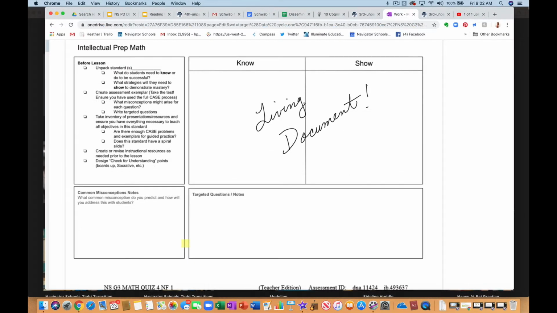Don't forget, this is a living document and you can add to it all year long. Just because you sat and unpacked the standards one time doesn't mean that you got everything down that students need to know or show, or even that you were able to predict all the misconceptions. When I taught third grade, for instance, I never realized that students were going to draw their equal parts into irregular shapes. So that's something I would want to add to this as well. As you find these things when you're teaching, put them on this document so that you have a reference year to year.